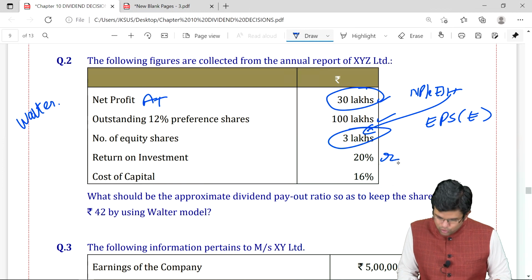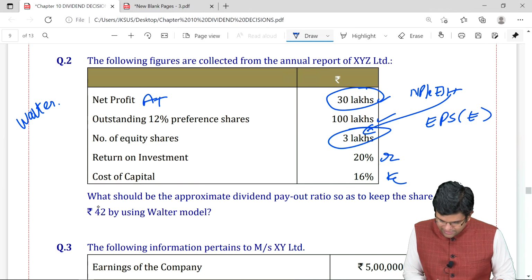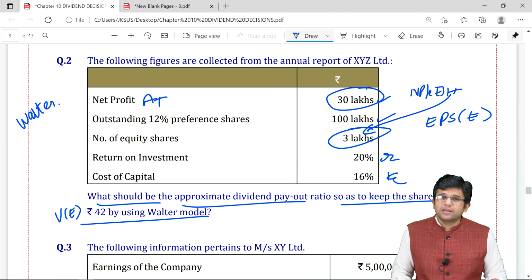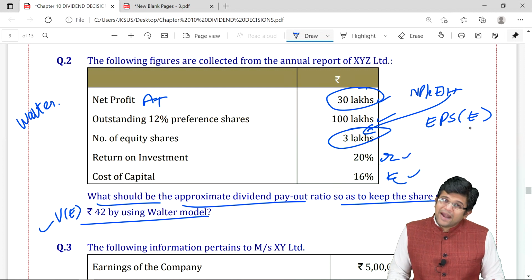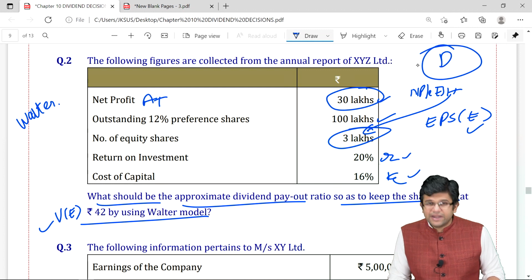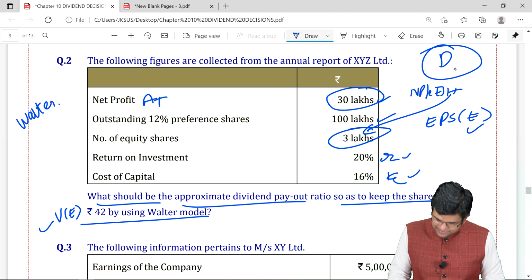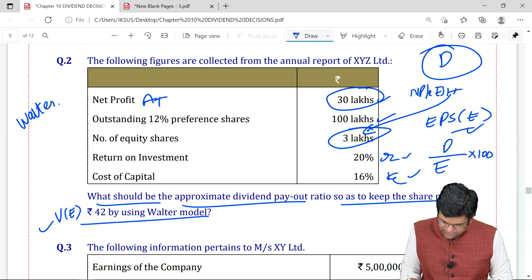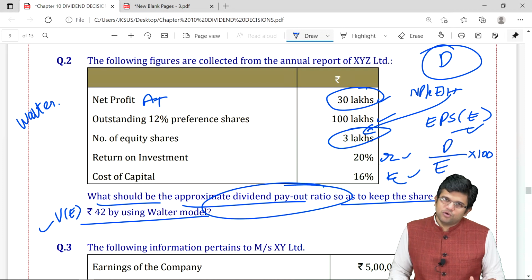Children, they have given you R, they have given you K. They are asking what should be the dividend payout ratio to have the value of equity as 42. Children, using the Walter model, R is there, K is there, equity value is there, and E is there. You can find out D, that is dividend per share, and then D divided by EPS into 100 will give you the dividend payout ratio. Everyone following?